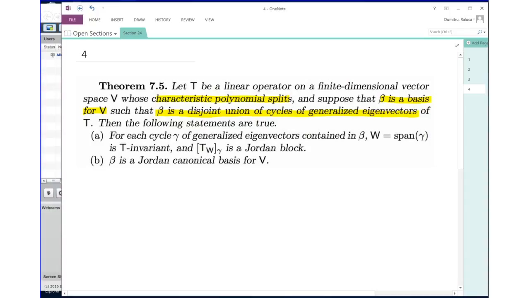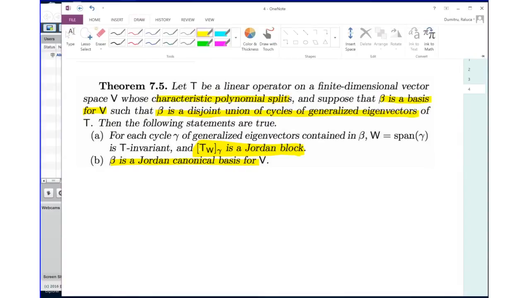It turns out that you form a Jordan block for each of those cycles. As I was saying before, a cycle of length 1 gives you a Jordan block of size 1 by 1. A cycle of length 3 gives you a Jordan block of size 3 by 3, and so on. And this beta will turn out to be the Jordan canonical basis.